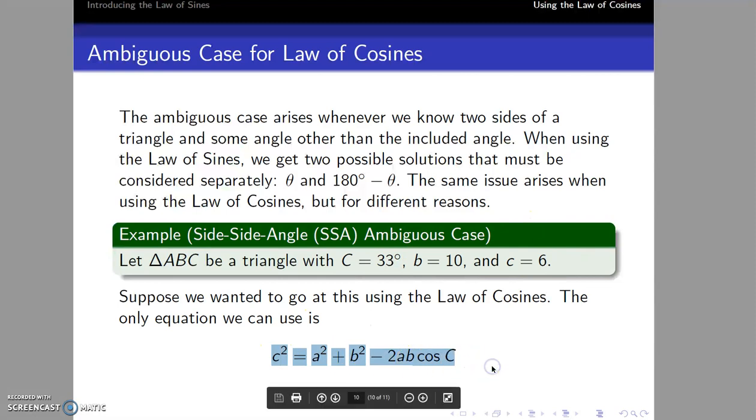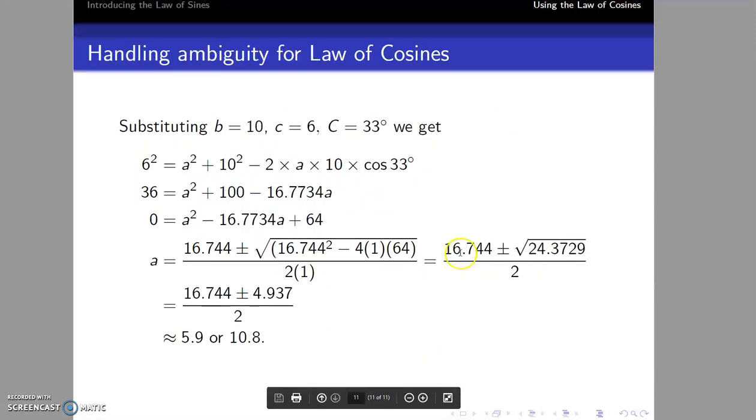So I have two known sides, one known angle. I am able to use this equation because I have my known angle and two known sides in there. I know C, and I know B, and I know angle C. So I substitute all that mess in. I've got now 6 squared is equal to my unknown side A squared plus 10 squared minus 2A(10)cosine 33 degrees. And I do some basic computations here.